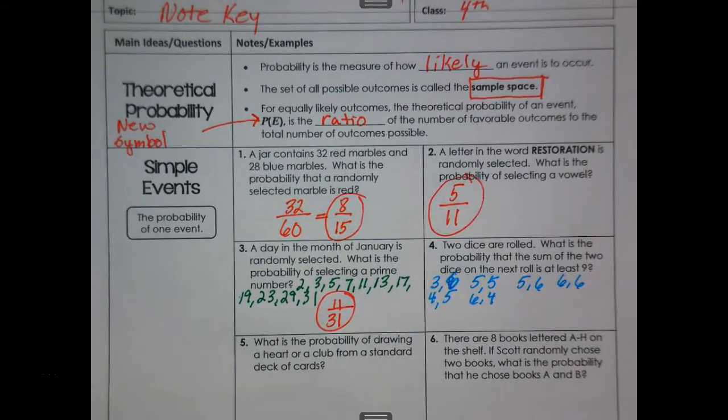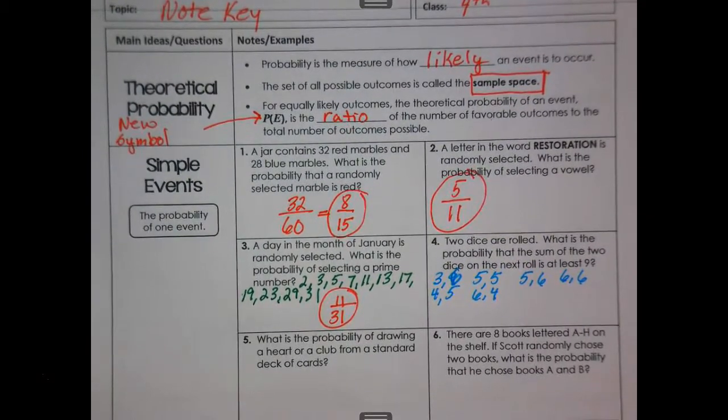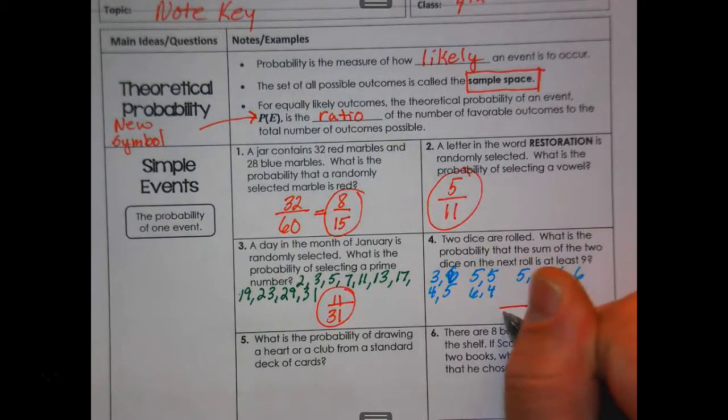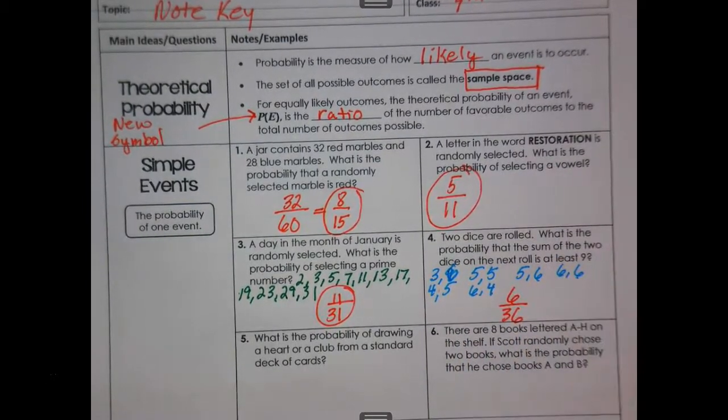Get them all? Okay, so I have 1, 2, 3, 4, 5, 6. Doesn't seem like I got them all. I think I did, though. Okay, what are the total number of rolls? I'll give you this. 36. 6 times 6, right? So at least a 9. 1, 2, 3, 4, 5, 6. 1 over 6.